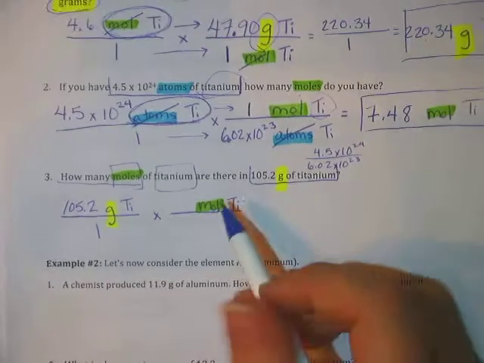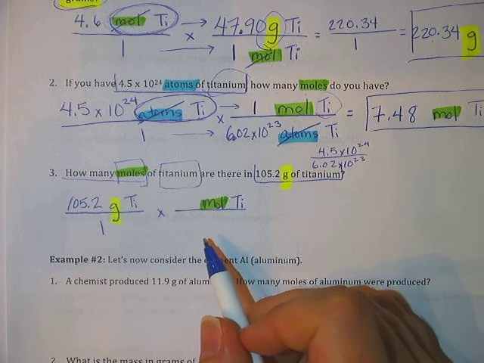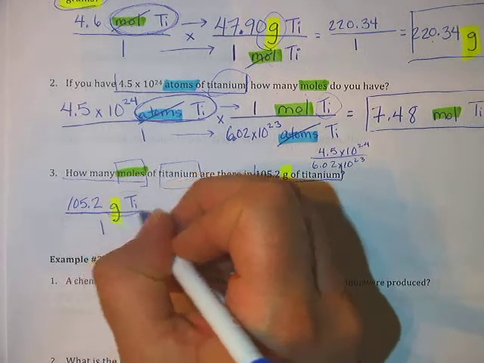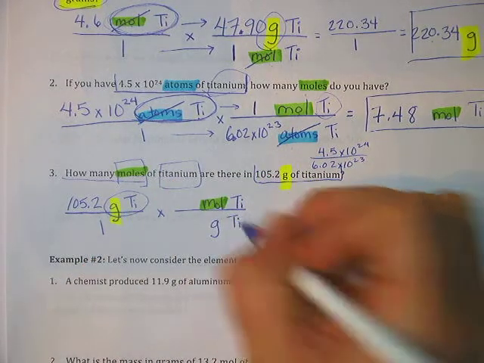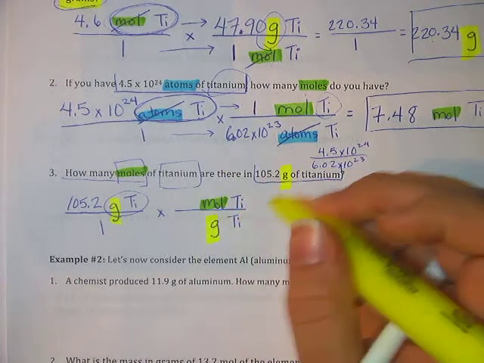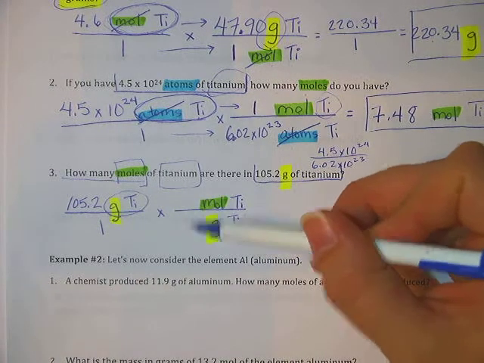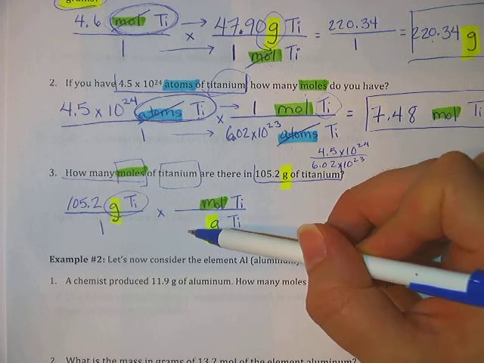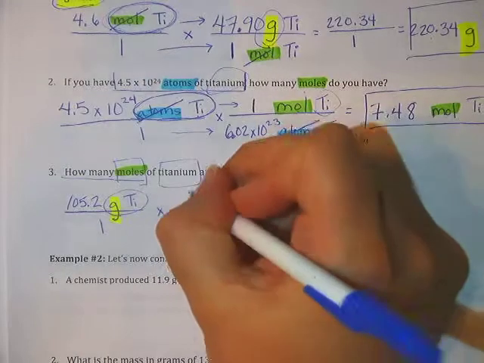And to fill in this bottom section, again, we have this kind of shortcut rule here. What goes up must come down. If I have grams of titanium on top, grams of titanium must come down. What goes up must come down. My unit and my element should come down. Now to fill in the numbers for these, again, we have shortcuts for that. Green is always 1 mole. So I'm going to put 1 mole here.